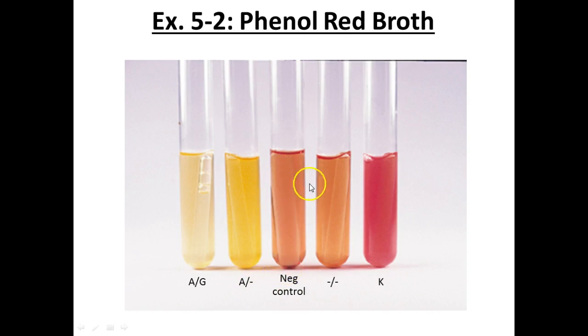This is our negative control. This is a tube that looks pretty much the same as the negative control, right? No acid production, no gas production. You would code that minus minus. The problem with this is, is it like this because your organism didn't grow? Or does your organism truly not ferment or utilize the protein source? This is rare. We didn't have any of these, right?